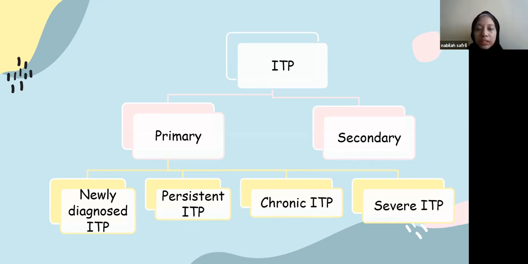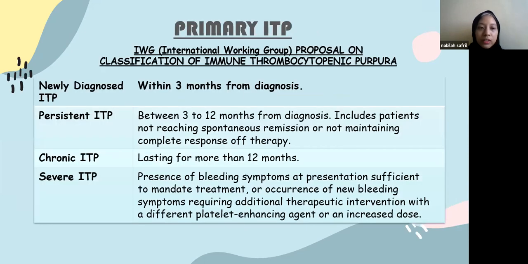So ITP is classified into primary or secondary, where the primary ITP is an autoimmune disorder in which only isolated thrombocytopenia is present with absence of underlying causes, whereas the secondary is an immune-mediated disorder in which there is an underlying cause. The primary ITP can be classified further according to the phases of disease, which are newly diagnosed ITP, persistent ITP, chronic ITP, and severe ITP. For the newly diagnosed ITP, it is ITP within 3 months from the diagnosis.